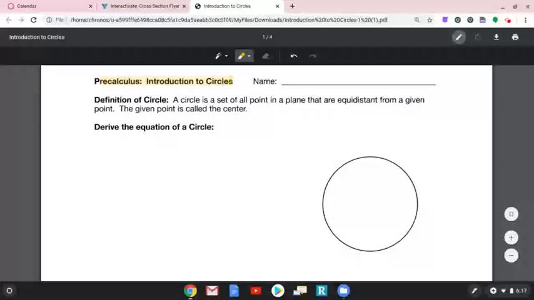Now we're going to start with one of the basic conic sections. We're going to talk about circles. This is also on the note sheet that I have posted. The definition of a circle is a set of all points in a plane that are equidistant from a given point. The given point is called the center.